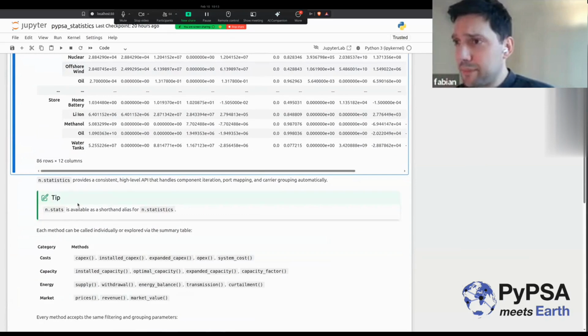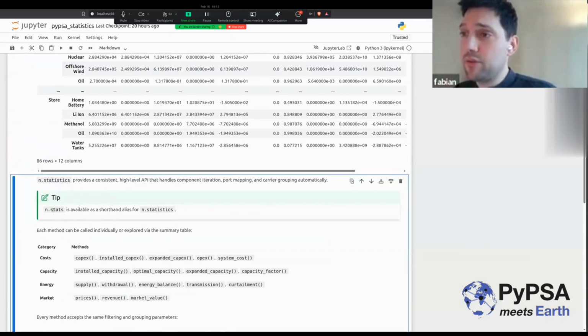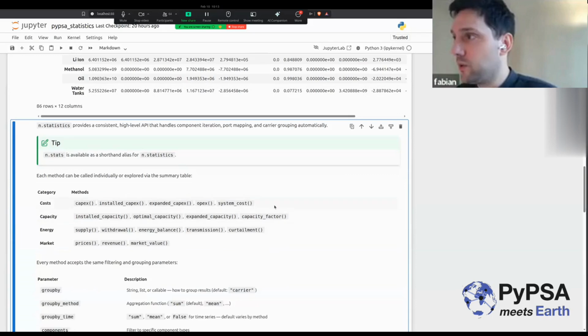By the way, there's a tip coming. nstats is an alias for nstatistics. So for all the times when we're using nstatistics, you can also write nstats. It's just a shorter way. For now, for pedagogical reasons, I'm keeping it as nstatistics, so we really know what we're talking about, so this doesn't feel all new to you.